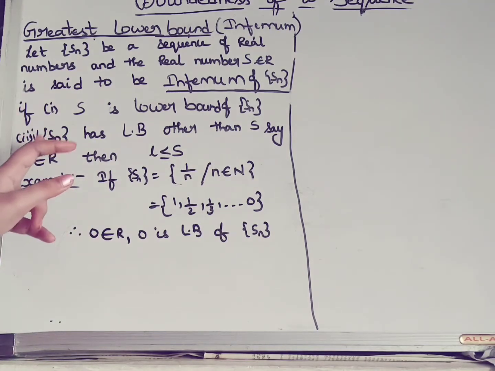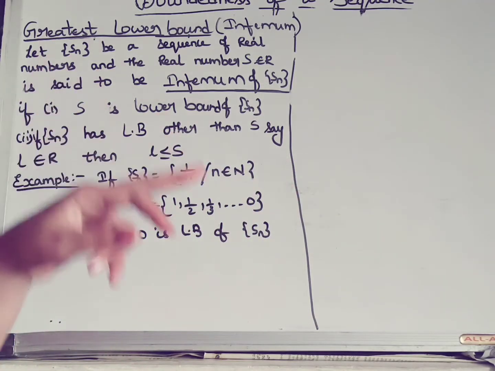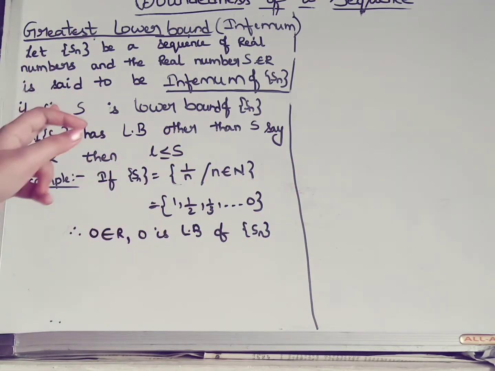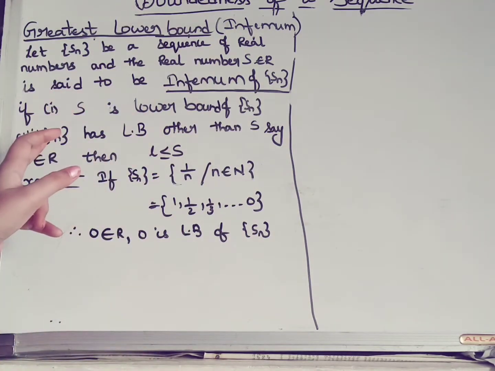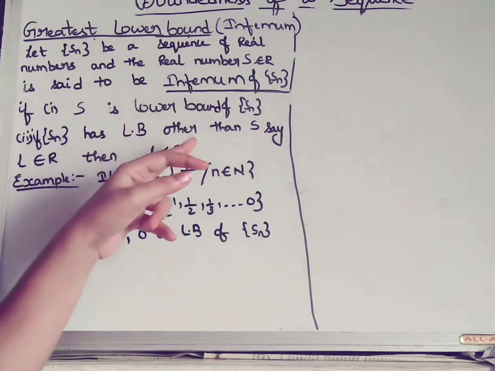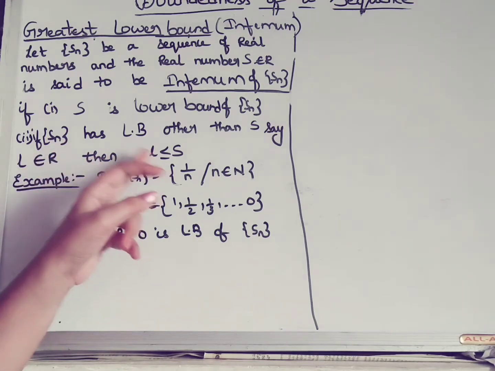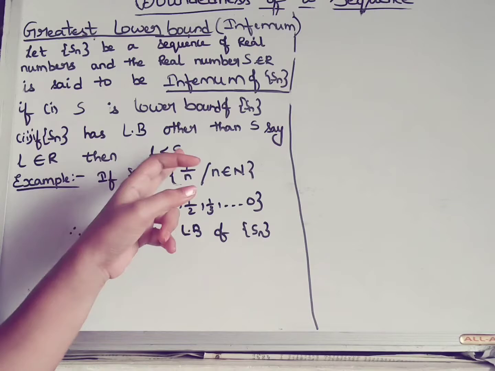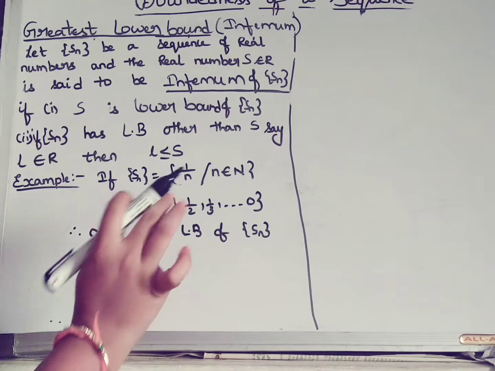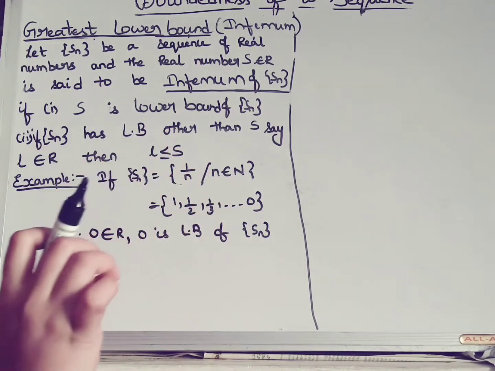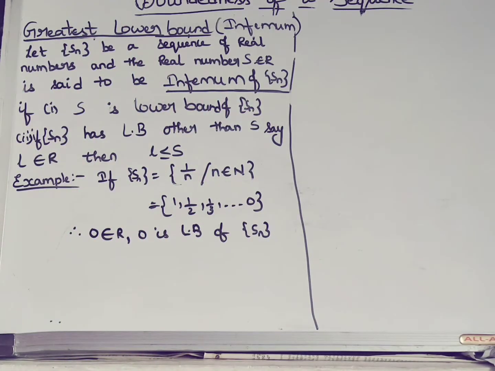Next, the second condition: if sequence Sn has a lower bound other than S. Why did we consider another lower bound? Because if we want to say S is the greatest one, we need to consider one more lower bound, right? So the second condition is, sequence Sn has a lower bound other than S, that is L belongs to R. Then it should satisfy this condition: L less than or equal to S. See here, L is a lower bound, S is also a lower bound. Which is the greatest one? S is the greatest one. So we can say that S is the greatest lower bound, or infimum, of sequence Sn.